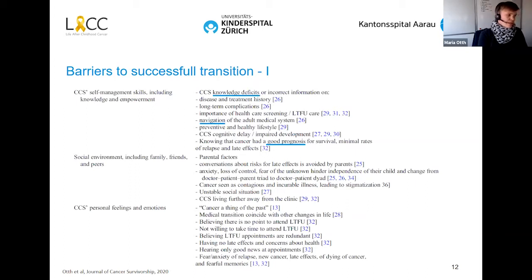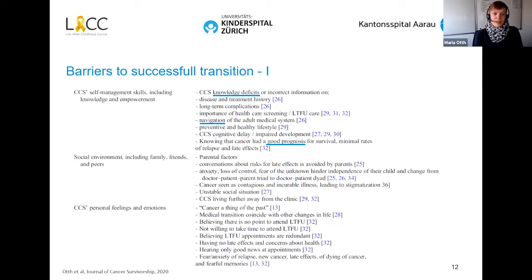When we look at self-management skills, as you may understand, knowledge deficits in the survivors are a large barrier. For example, when they're not aware what their disease was, what the risk for long-term complications is, and why long-term follow-up care is important for them. If they don't know it, it's a barrier.